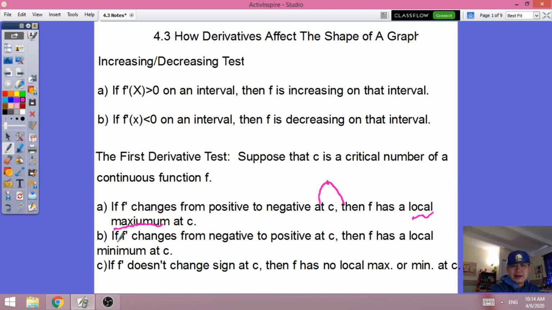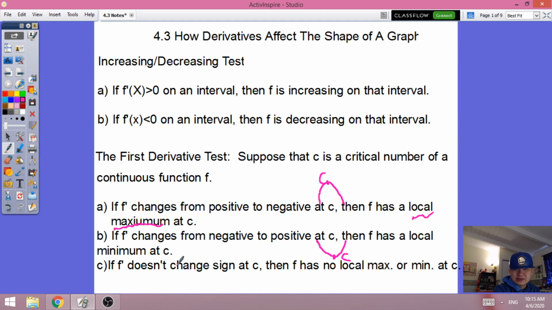Let's say that f prime changes from negative to positive at c. What that tells you about the original function is that it started with decreasing and then increasing. So at this point, the value of c right here, f has a local minimum at c.